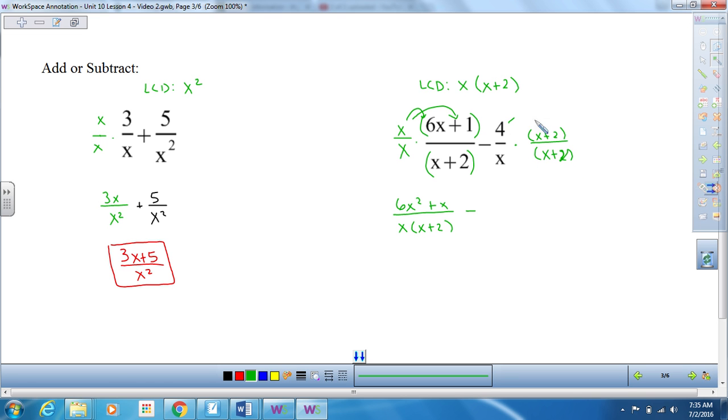Okay. So I have to be careful though and see that I'm subtracting here. It's actually like I'm adding a negative 4. So I need to distribute negative 4. So negative 4x minus 8 over my LCD. Okay, now I can add across the top. I see that I have like terms here, so I need to make sure I combine those.